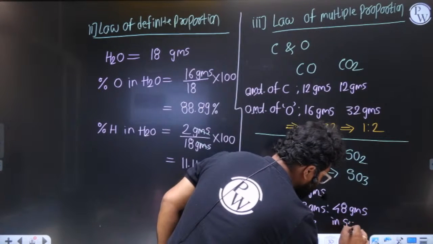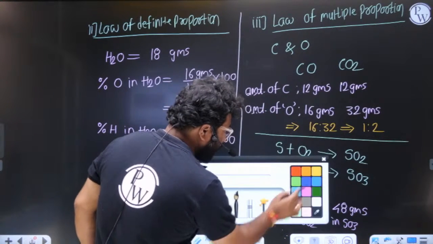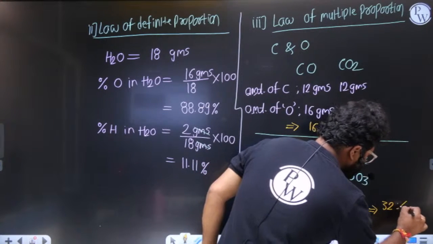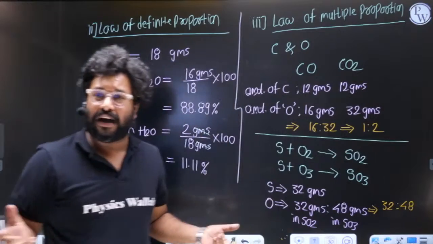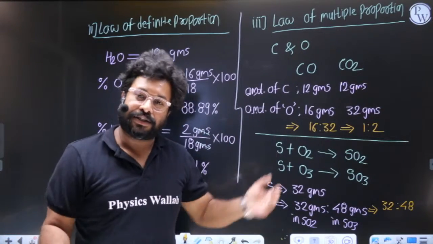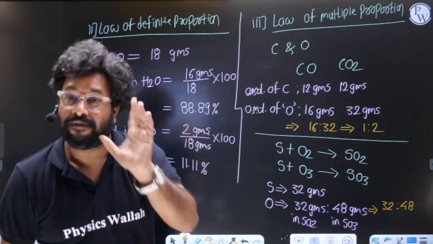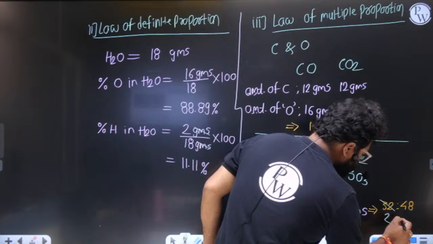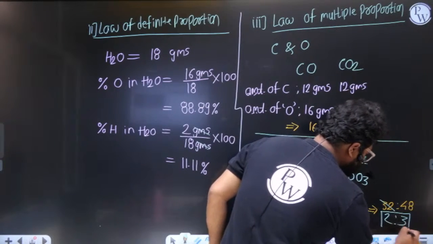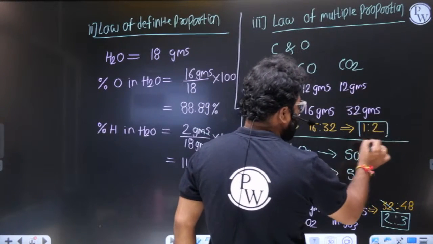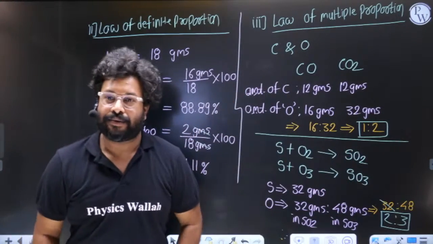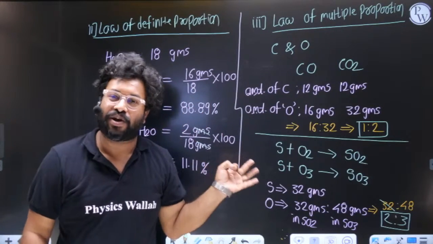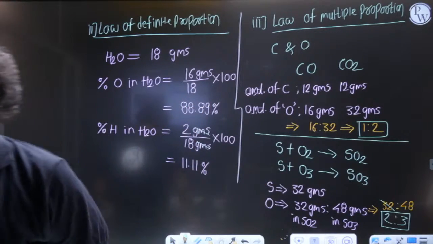Right? So if you find out their ratio, 32 is to 48, you might be quite well aware of the 16 table. 16 2 is 32, 16 3 is 48, right? So the ratio comes out to be 2 is to 3. Here the ratio was coming out to be 1 is to 2. So this is a simple whole number ratio. That is what the law of multiple proportion is all about. Okay? Is this clear to you?